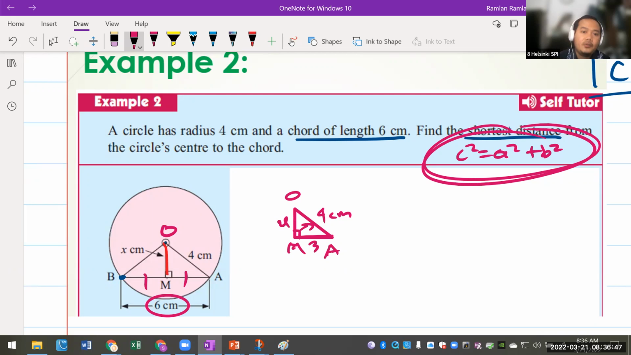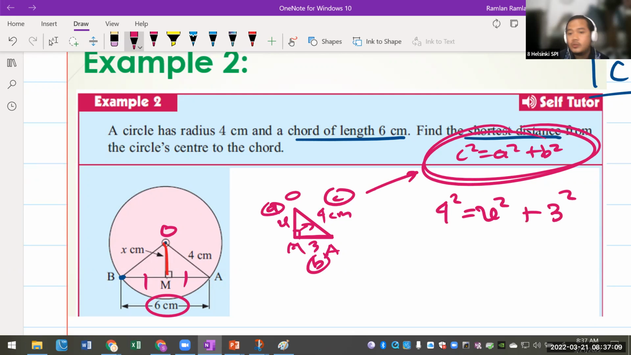Okay, so for the X and the 3, it doesn't really matter to swap them. So I'm going to name that A, and this is going to be B. So this is A, this is B, and this is going to be C. Let's substitute all of them into the formula. So you will get 4 squared equals A, which is going to be X, that's what we're going to find, and the B is 3. So this equals 3 squared.